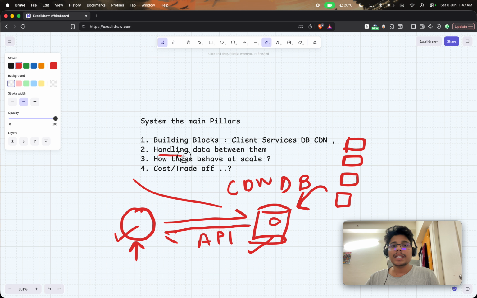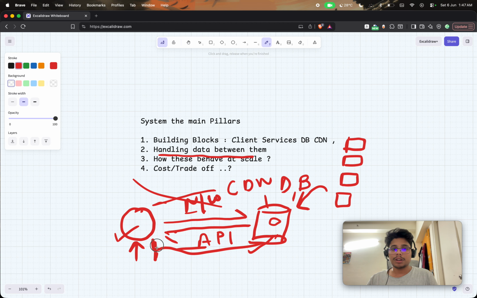Now, handling data between them. How do you handle data between them? You need network calls, you need APIs and all that. You need to make sure that all of these communicate properly with each other. It's like you have Maggi pasta, your masala and water, and how you put them in a pan to make the Maggi, that is this segment.